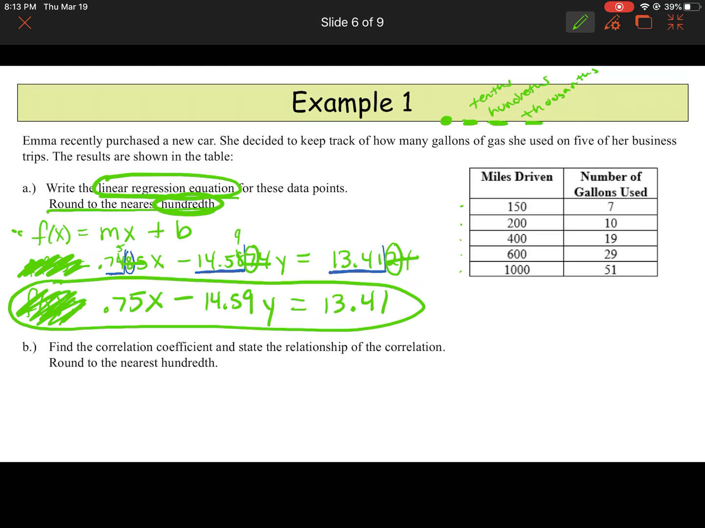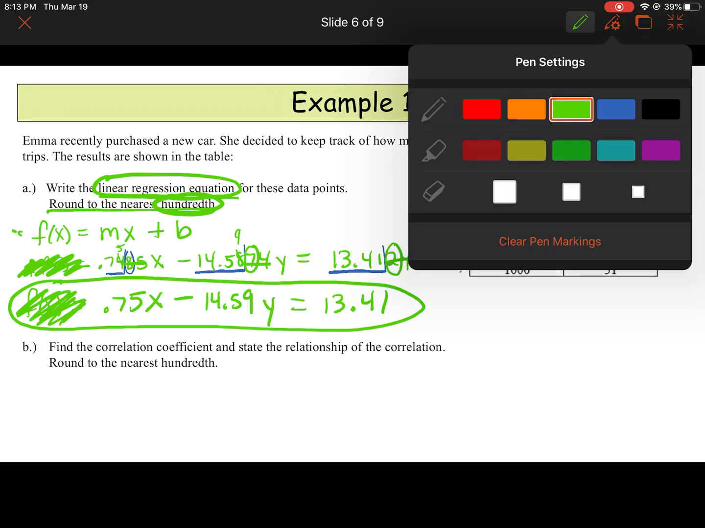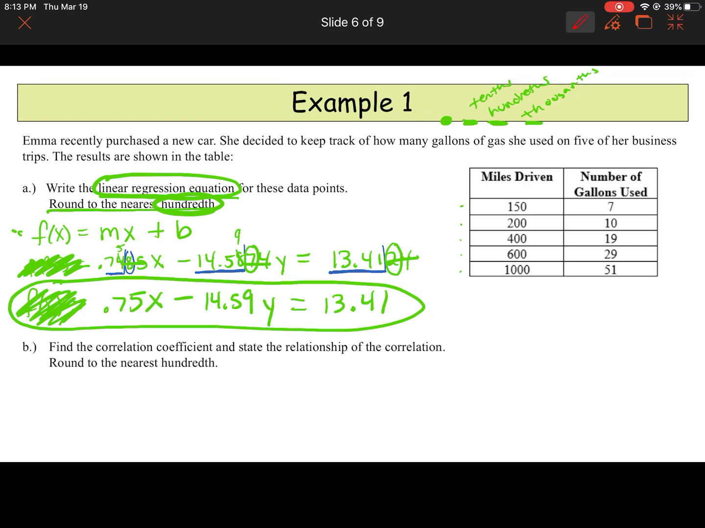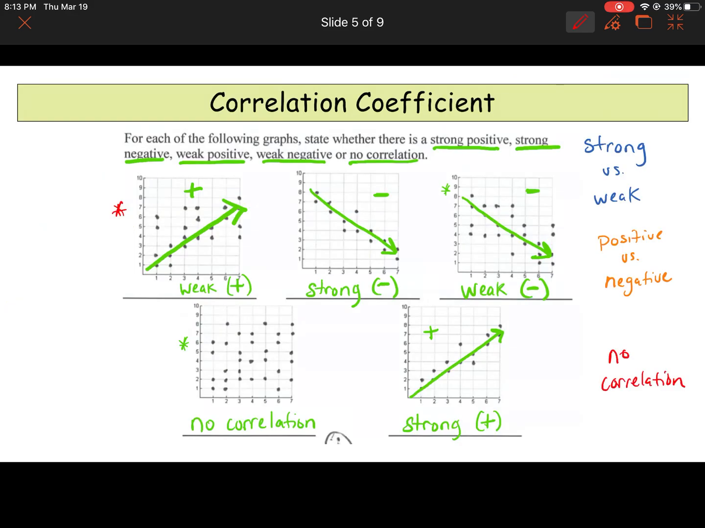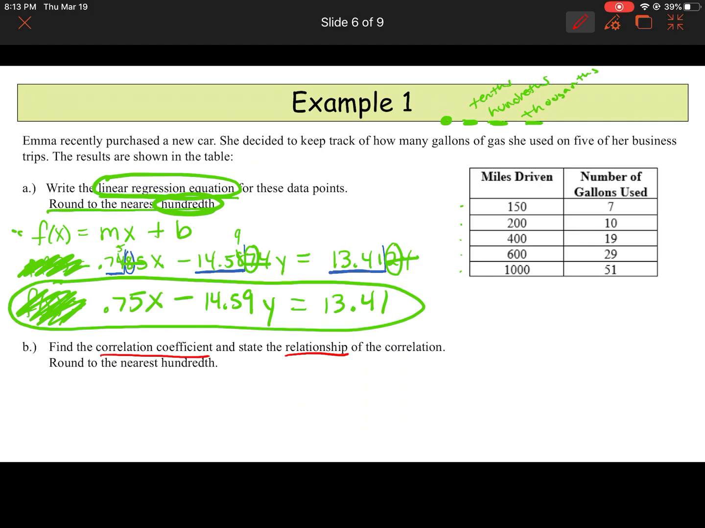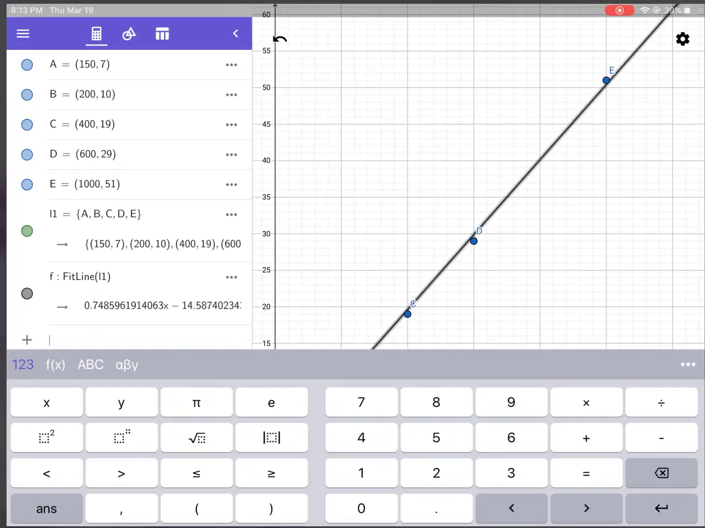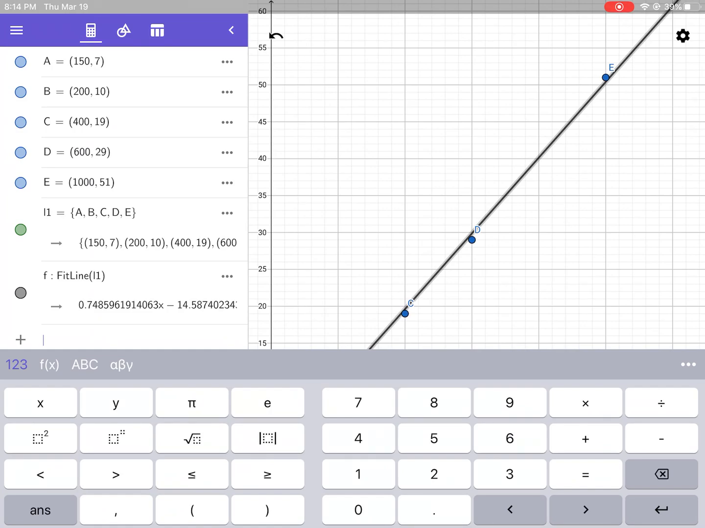Okay. Lastly, and this is actually a little bit easier, we're finding the correlation. Find the correlation coefficient and state the relationship of the correlation coefficient. So the relationship is what we talked about before, with having a weak positive, weak negative, or strong positive or strong negative. And we're going to round this to the nearest hundredth. So go back to GeoGebra. Okay, this is the easier part.